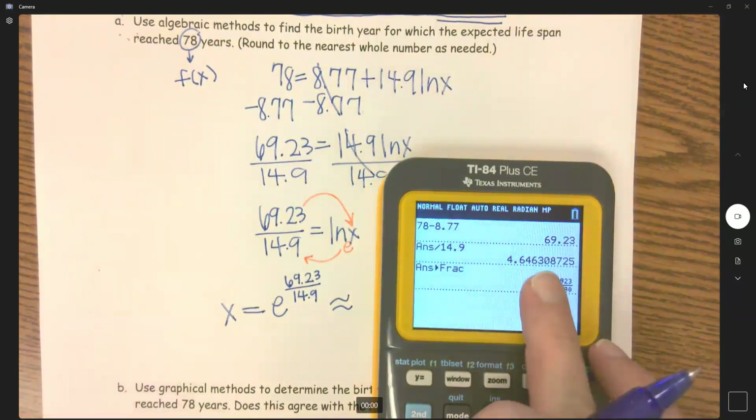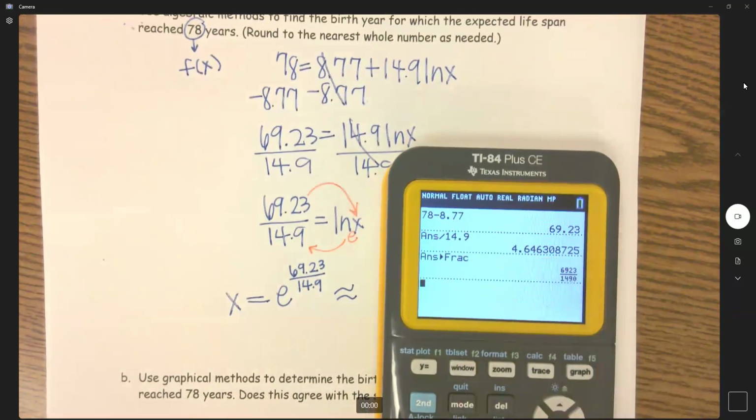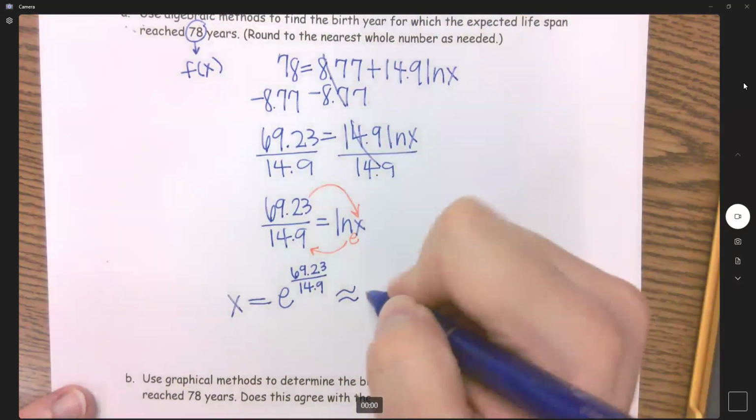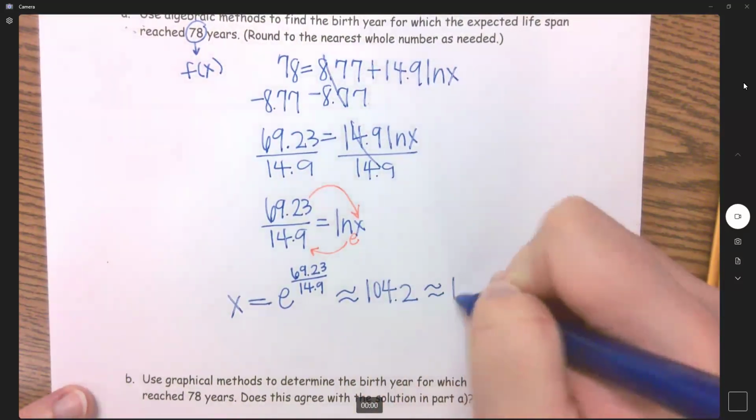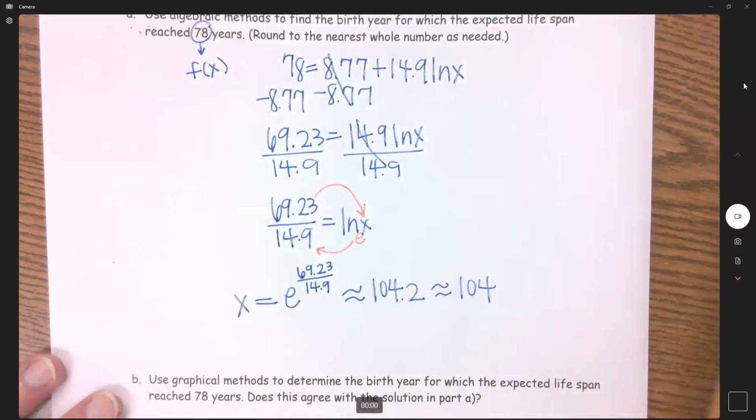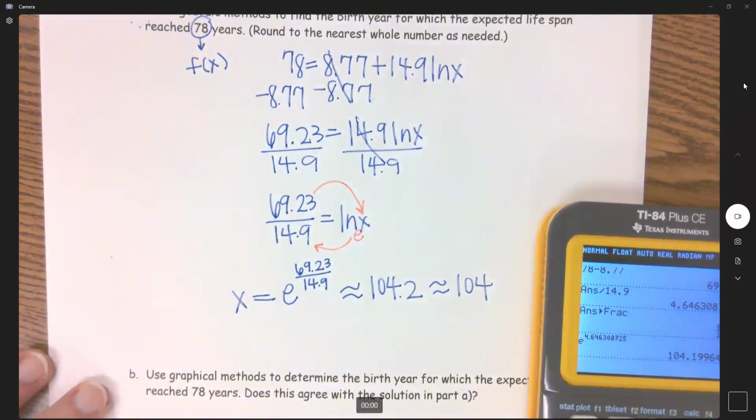Since I already have that number in my calculator, all I'm going to do is press second E, and go up here and highlight that number. And we get 104.2, which rounding to the nearest whole number is 104.